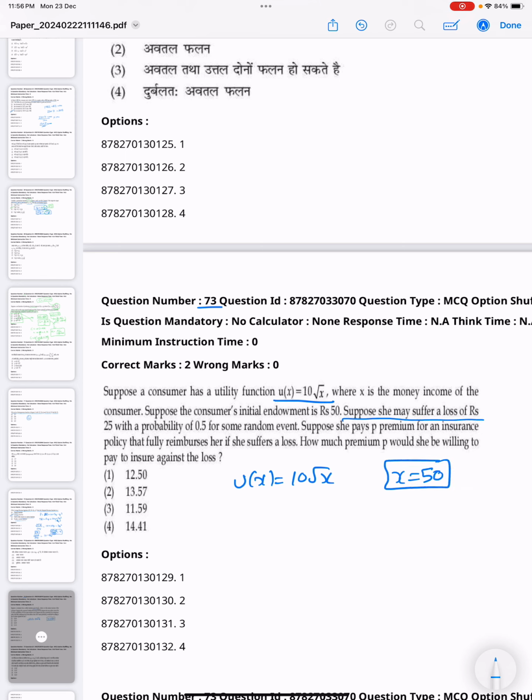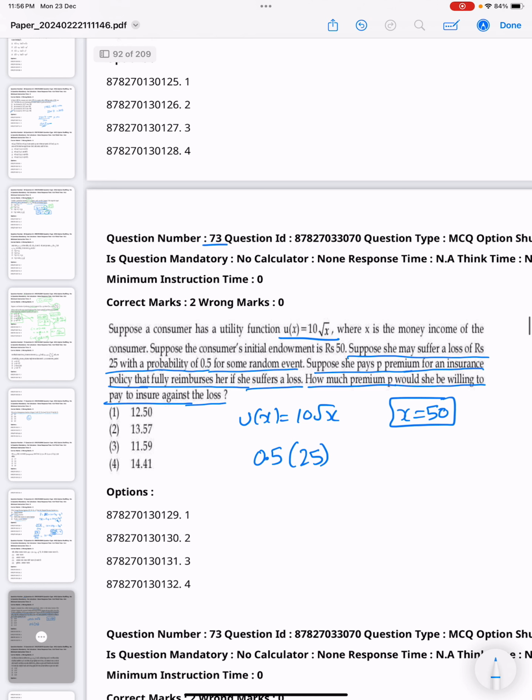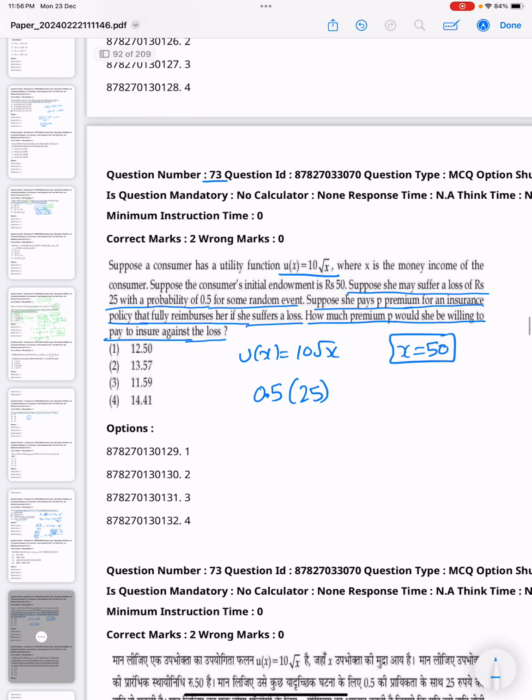Suppose she may suffer a loss of rupees 25 with probability 0.5 for some random event. So with probability 0.5, she will have 25 only. Suppose she pays P premium for an insurance policy that fully reimburses her if she suffers a loss. How much premium would she be willing to pay to insure against the loss? Now suppose initially her utility is 10 into √50, 10 into 5√2, which is 50√2.